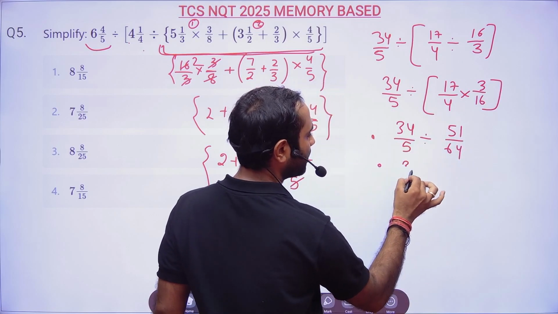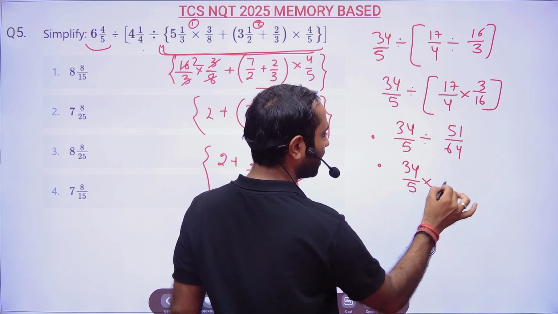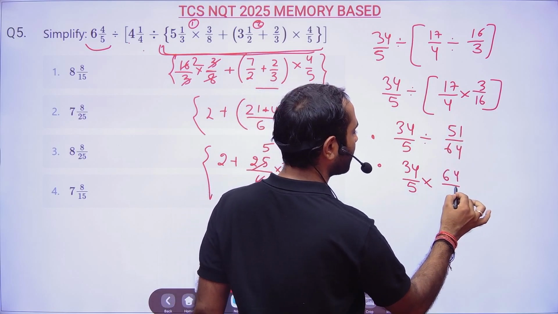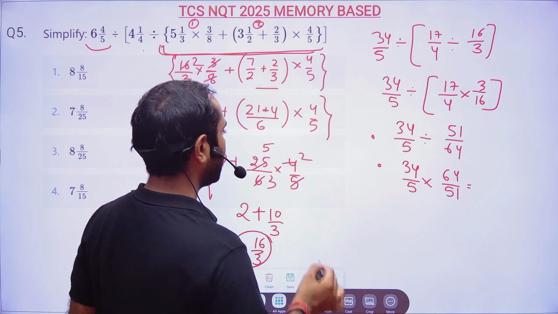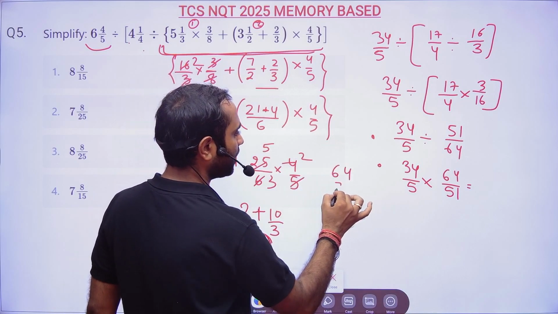Now again it is in division. If you write it in multiplication, then the denominator and numerator will change. So this is what we have to solve: 34 into 64, so 64 into 34.